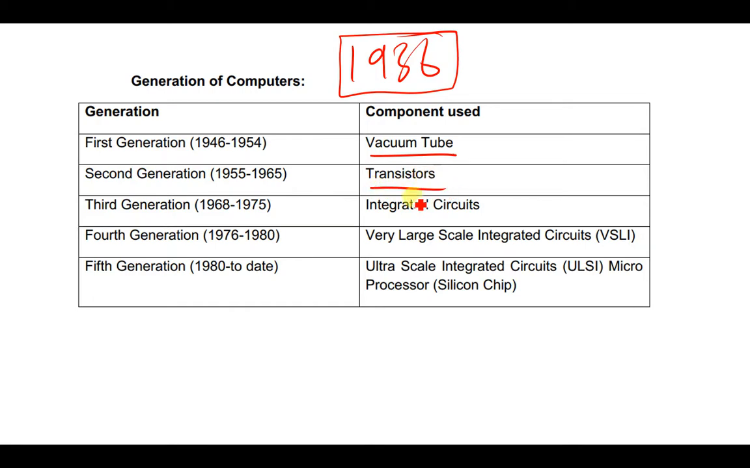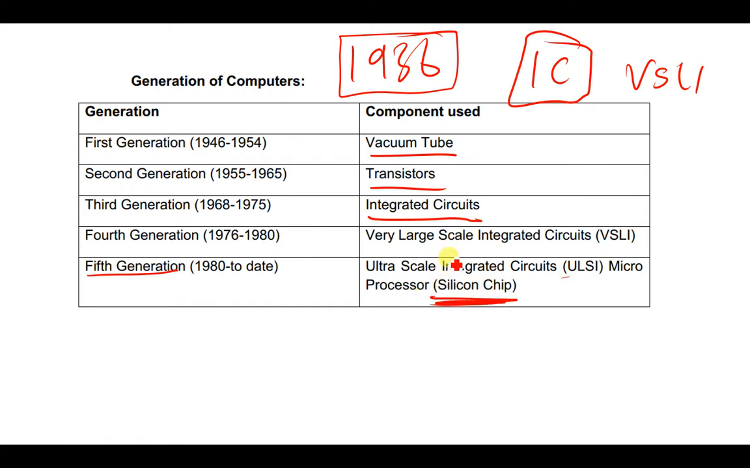From there they advanced into integrated circuits, which are the ICs. I'm sure you've heard about IC. So these are integrated circuits. Then they went on and advanced to very large scale integrated circuits, which are VLSI. And then we have the fifth generation, which is the ultra large scale integrated circuits, ULSI. These are microprocessors which are made of silicon chips. Okay, so we have a lot of computers right now. We even have an eighth generation.